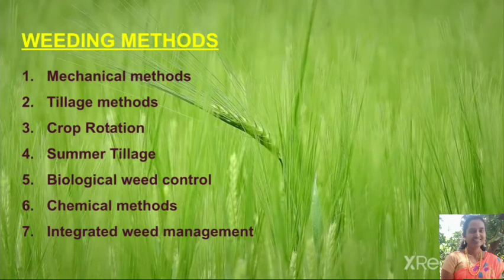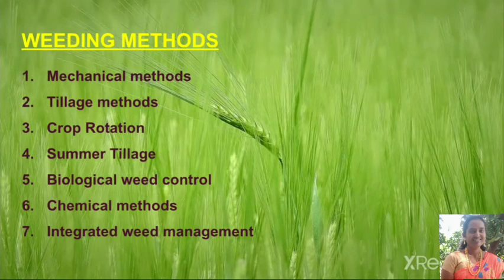Tillage method is one of the practical method. Here weeds are buried in soil and also exposed to sun heat by deep ploughing. Third method is crop rotation. In this method, proper rotation of crop is followed for controlling the parasitic weeds. Summer tillage is exposing the underground parts of weeds to the strong sunlight during summer months.